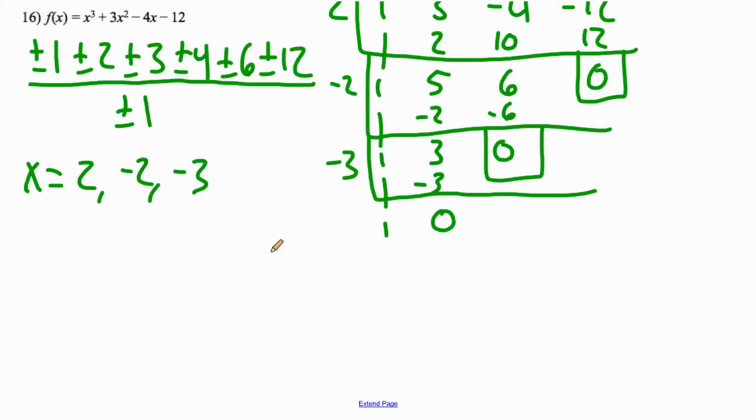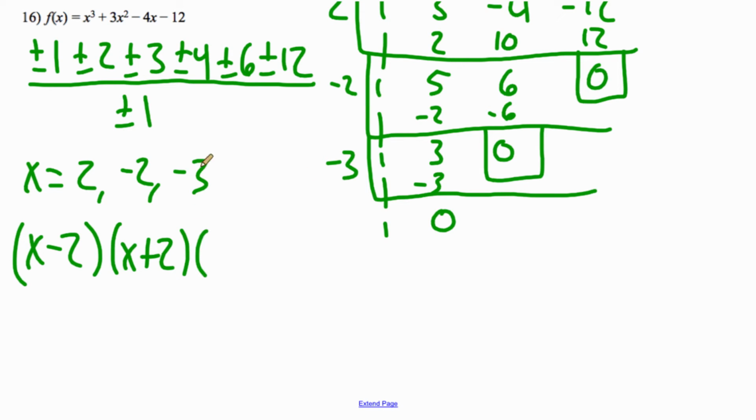Now we were also asked to write out the product of linear factors. So we have to think to ourselves, what kind of factor would give us the 0 at 2? Well, that would be x minus 2, because if we were to set that equal to 0, we'd get 2 as the answer. To get negative 2, we'd have x plus 2. And to get negative 3 as a 0, we'd get x plus 3. So there's the list of zeros, and there's the list of linear factors.